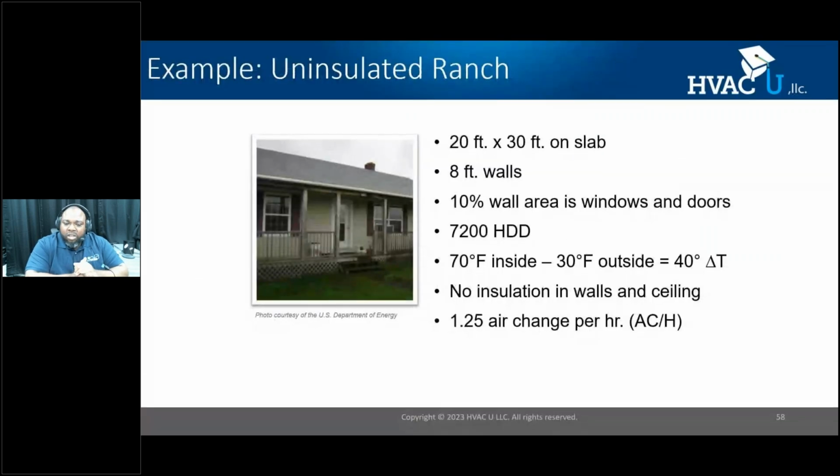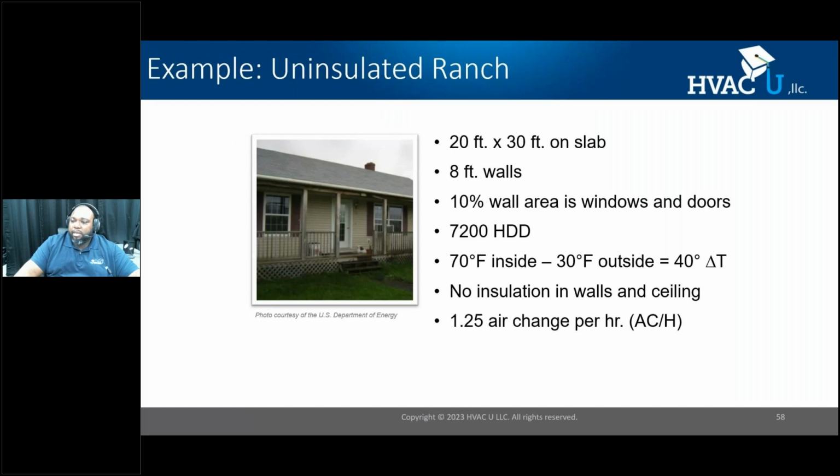All right. So let's do a load calc. Let's go through some examples here. First off, we're going to talk about an uninsulated ranch. Let's keep it simple. And remember, we're going to talk in the context of the building shell. With our building shell, we have 20 feet by 30, and it's on a slab. It has 8-foot ceilings. So this is going to give us our volume here.